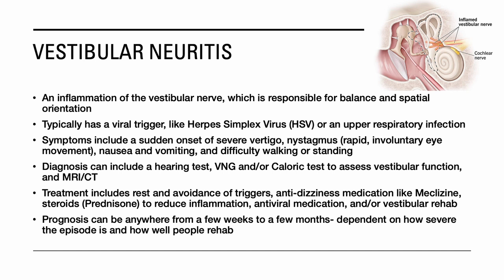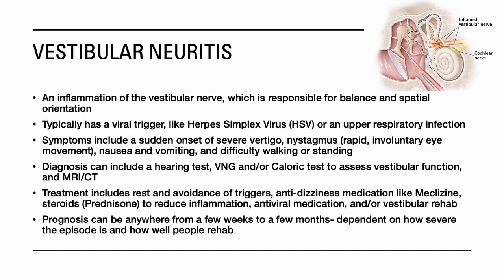The next two diagnoses we'll talk about are called vestibular neuritis and labyrinthitis. These both have an acute onset. Vestibular neuritis is an inflammation of the vestibular nerve, which is responsible for our balance and spatial orientation. There is typically a viral trigger, like herpes simplex, which is also responsible for cold sores, or an upper respiratory infection. Though there are times where vestibular neuritis is idiopathic, meaning we don't know what caused it.